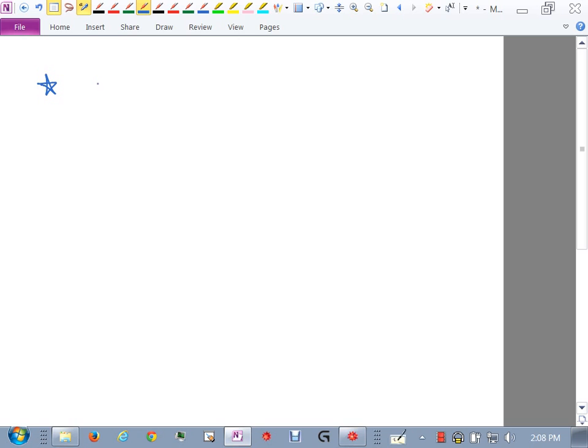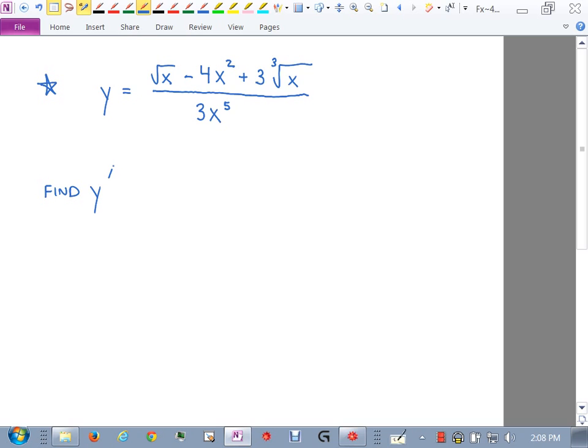I'm going to write it a little different just to give you some notation. y is equal to the square root of x minus 4x squared plus 3 cube root of x, all over x, let's make it 3x to the fifth. Find y prime.